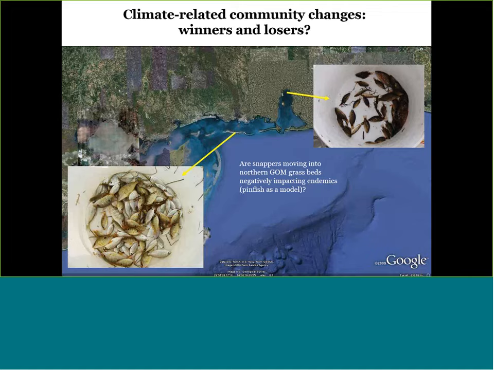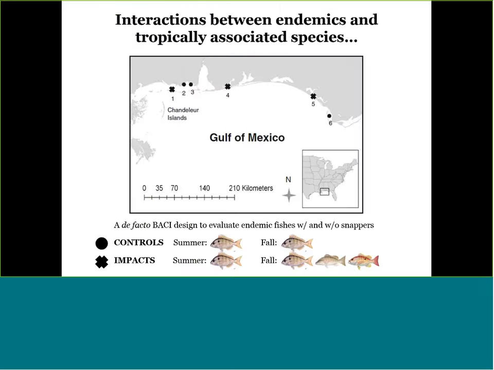And so you can begin to wonder, well, are these snappers, which look kind of like pinfish, they're the same size, maybe doing similar things, are they outcompeting or doing bad things for local pinfish populations? So we designed a study, and the next two slides are probably the most complicated two that I'll show, so I'll apologize. But we designed what's called a BACI study. BACI stands for Before After Control Impact. It's a way to look at whether or not some event does have an environmental impact. And in this case, the event is snapper moving into the system. Is that having an effect on pinfish?